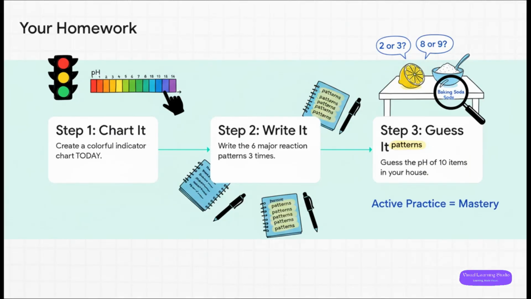Now, to really lock this stuff in, I've got a little homework for you. Don't just watch this. Actually do something with it. Sometime today, grab a piece of paper and sketch out that traffic light chart with the right colors. Write out those key reaction patterns a few times until that salt pattern just pops out at you. And then, for fun, walk around your house and try to guess the pH of stuff. Is the vinegar a 2 or a 3? Is the baking soda an 8 or a 9? This is the kind of active practice that makes you a master.